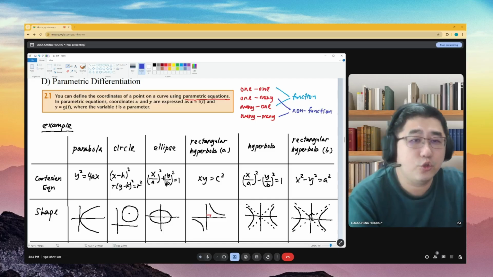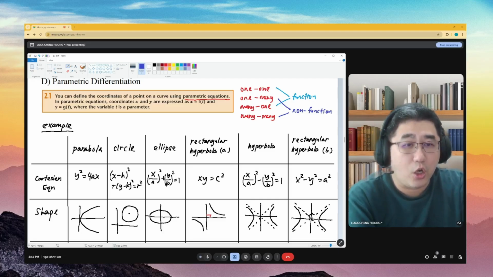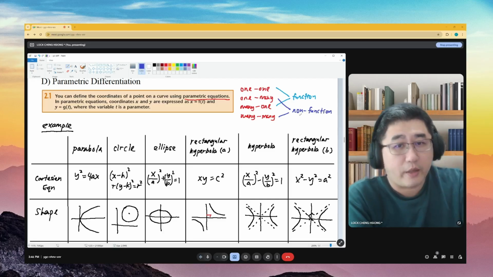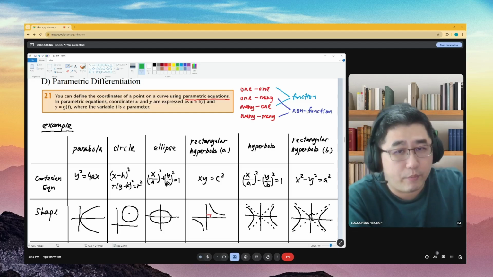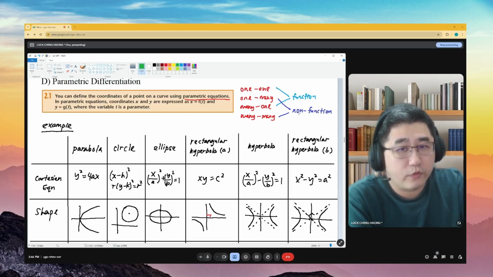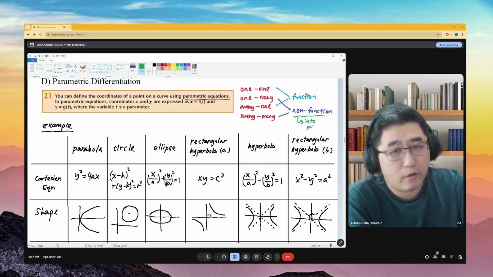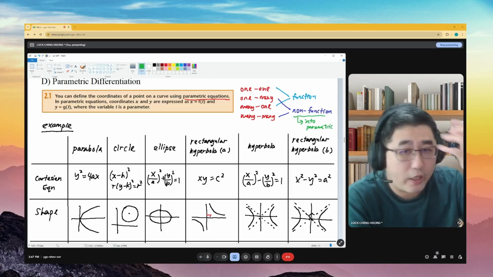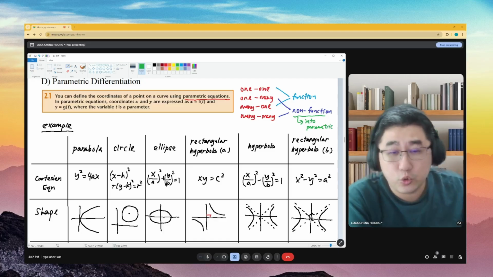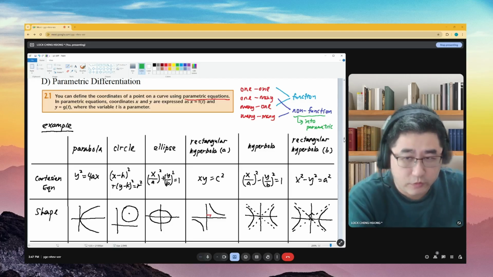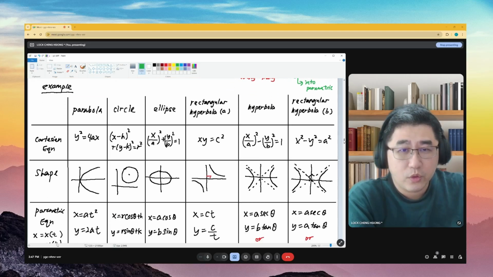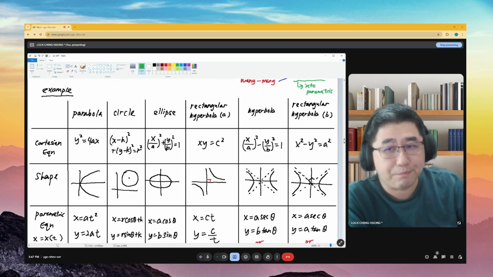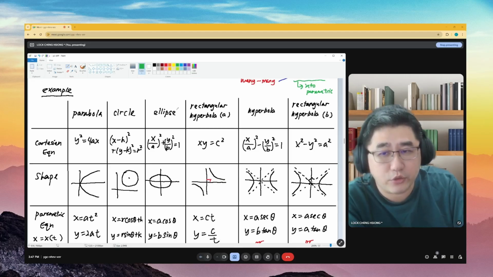Non-functions, we cannot do calculus. But if I can write the non-function in parametric form, then I can actually do my differentiation and integration. These are some examples of parametric equations, some shapes.